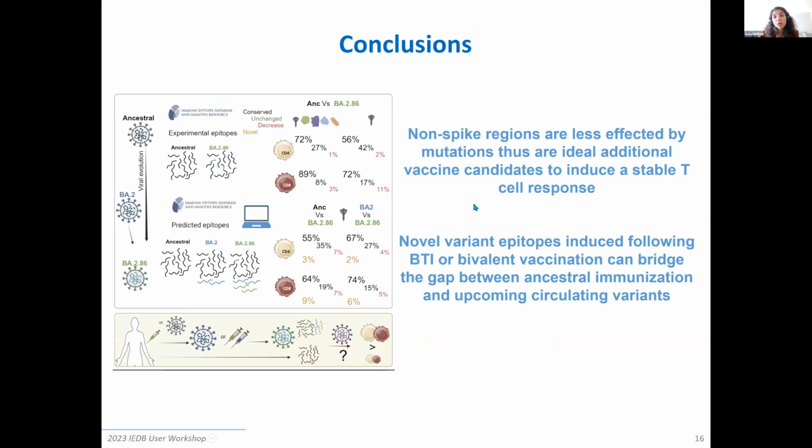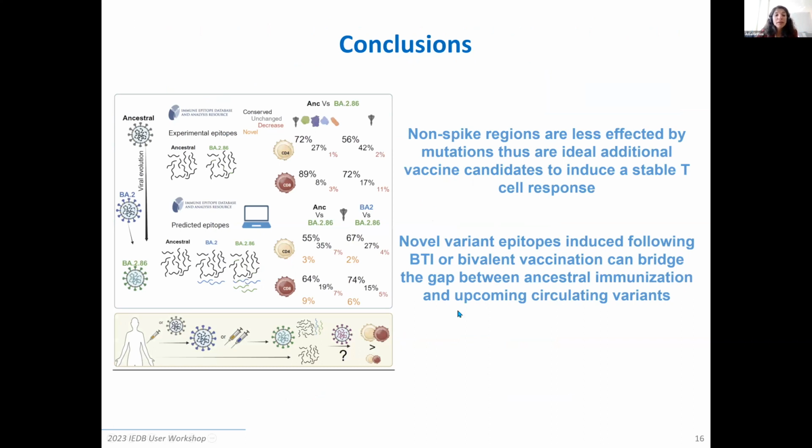In conclusion, what we show in our results is that if you look overall at the spike and non-spike epitopes, once again, the non-spike regions are really the ones less affected by mutation. This is why we and others are also evaluating strategies targeting non-spike regions, potentially even for a pan-coronavirus vaccine approach, considering that they are quite widely conserved across different coronaviruses.